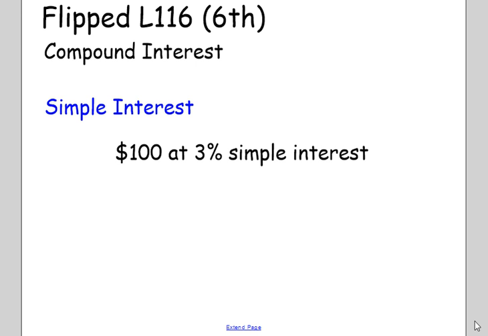Now, interest is a concept that comes up a lot, often in banking, in loans, and different things like that. And this is really an important concept because it can save you a lot of money or make you a lot of money, depending on whether you're trying to invest or whether you're taking out a loan.